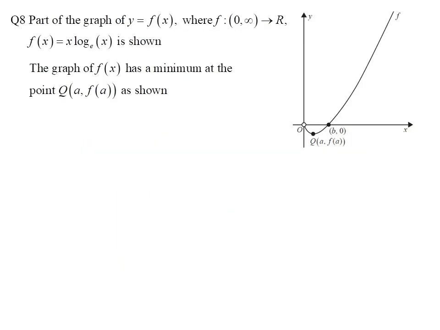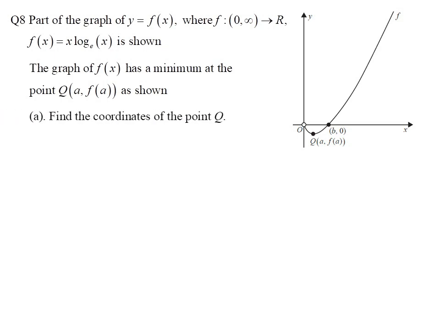In question 8, part of the graph of y equals f(x) is shown, where the rule of the function is x logarithm base e of x, and the domain of the function is x greater than 0. As shown in the diagram, the graph of f(x) has a minimum at point Q, and its coordinates are (a, f(a)). There are 4 parts in question 8.